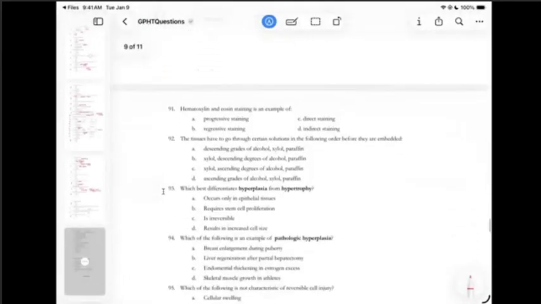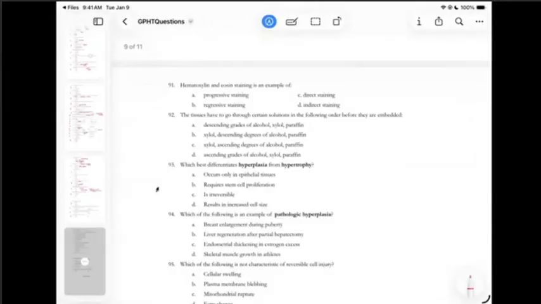Number 91, H&E, hematoxylin and eosin. Usually the technique of staining here is regressive. When it's regressive, there is overstaining, so you need a decolorizer. Most staining techniques in our routine histopath lab follow the regressive staining technique, such as in H&E. There is overstaining, and the excess stain is removed by the decolorizer. 91, letter B.